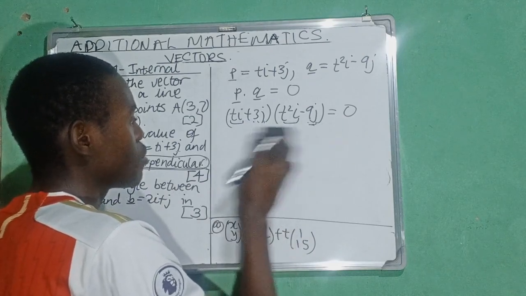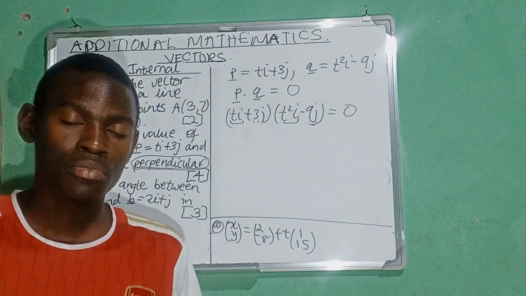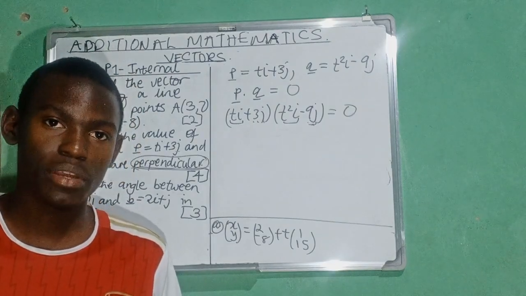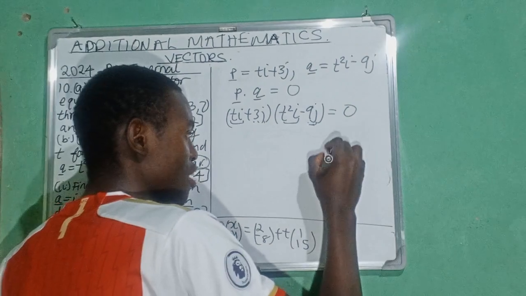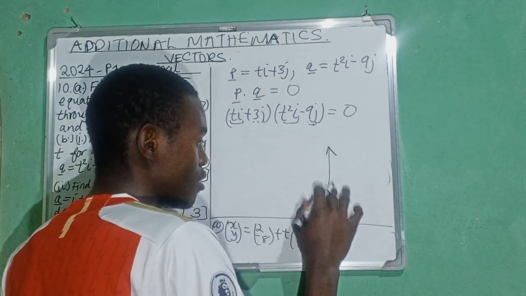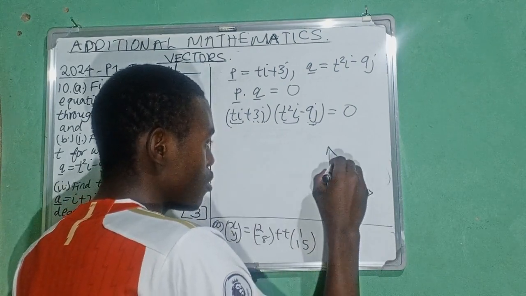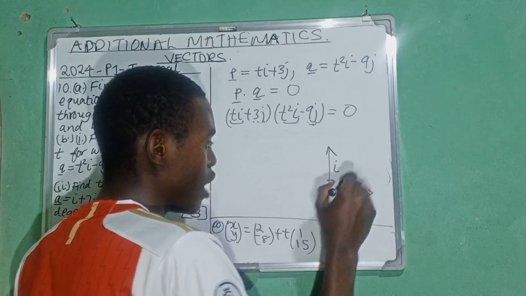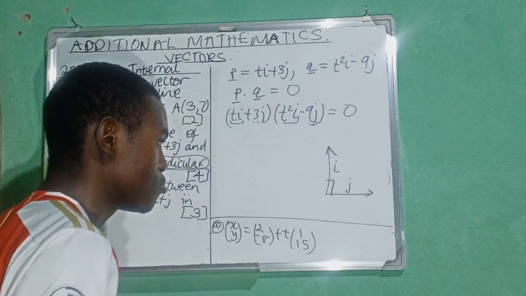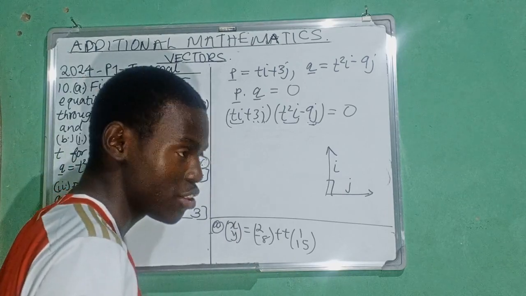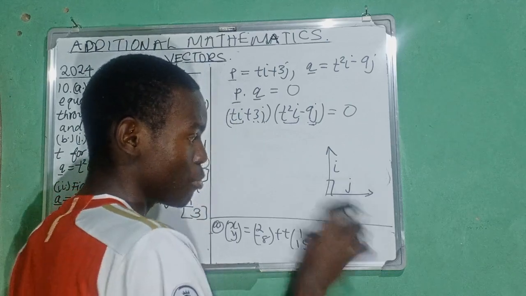Why am I saying that? Because i times j gives you 0. Why does it give you 0? Simply because i and j are perpendicular. i represents movement in the x-axis, and j represents movement in the y-axis. So this would be our i, that would be our j, and the angle between them is 90 degrees. If you multiply i times j, knowing that the angle is 90 degrees, it gives you 0 by this property.